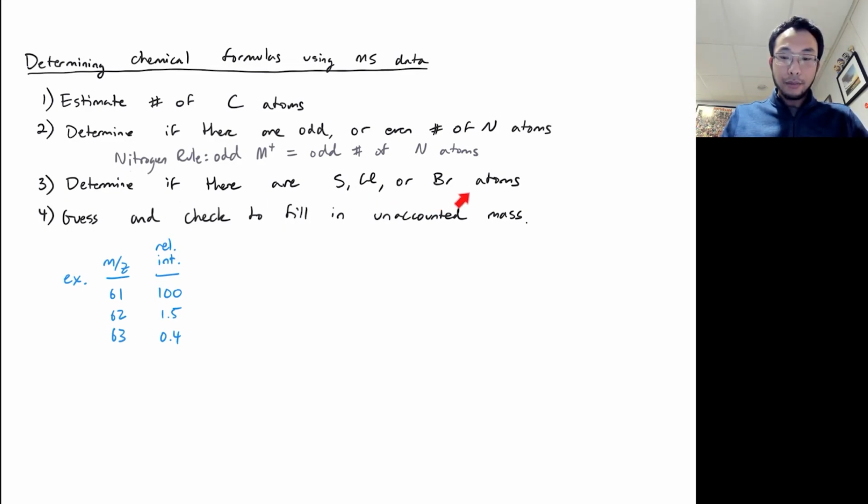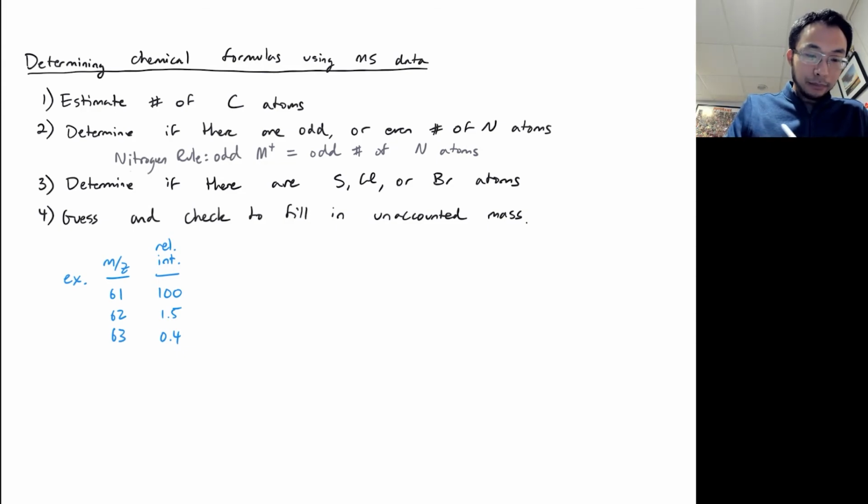Next, you'll want to look for any M+2 indication of sulfur, chlorine, or bromine existing. Once you do that, you actually can account for a lot of the mass that you've detected at the molecular ion. And from there, it is a little bit of guess and check to fill in the missing masses that you don't know about.